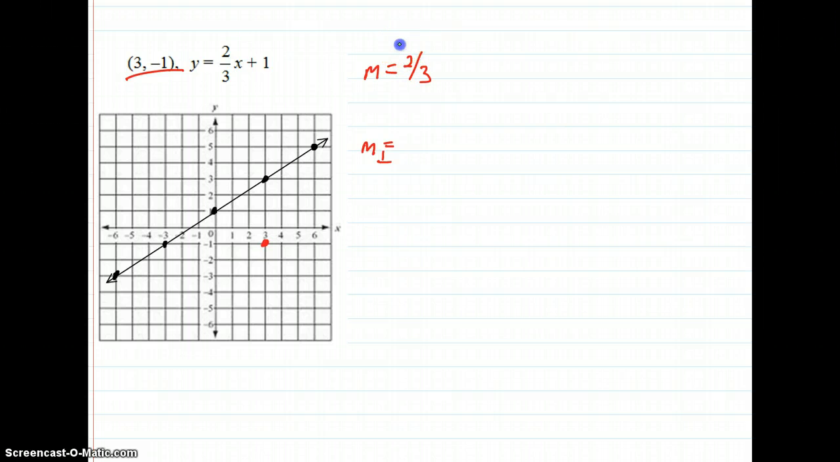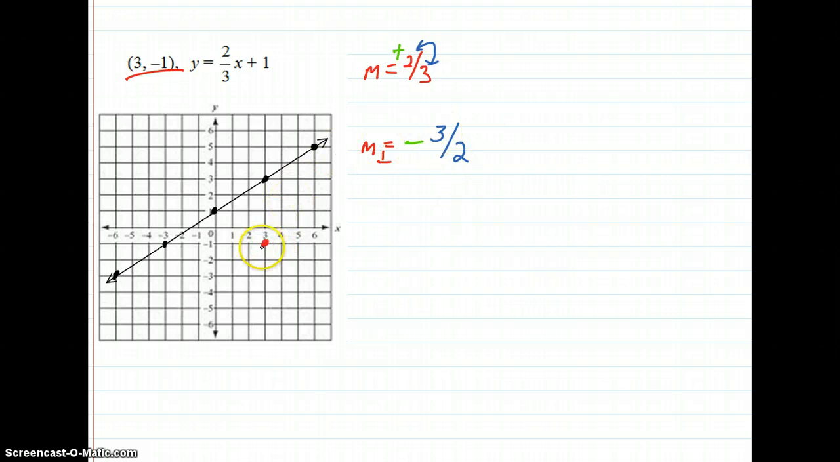so it's going to be the opposite. So this is a positive, so we'll make that a negative. And then the reciprocal just means you're going to flip your fraction, and you get 3/2. So the slope of the perpendicular line is going to be negative 3/2.